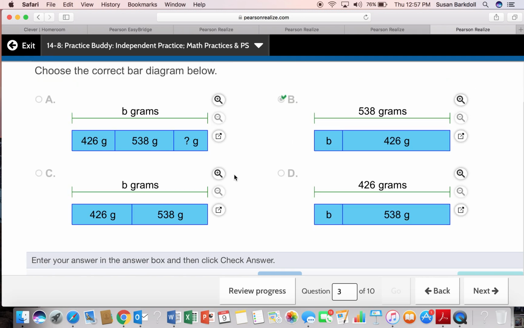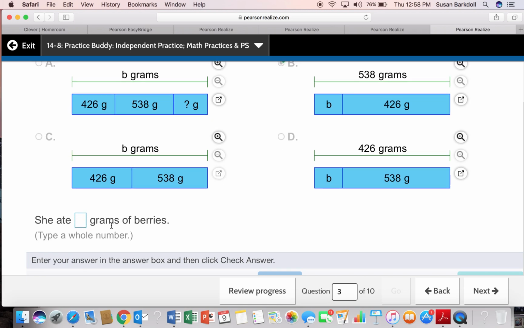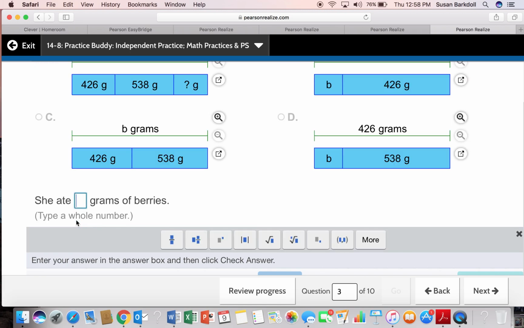Okay, so now what we want to do is say 538, take away 426, and I come up with 112 grams of berries. That's how much she ate.